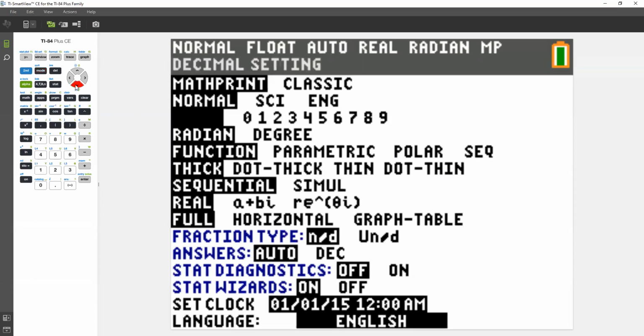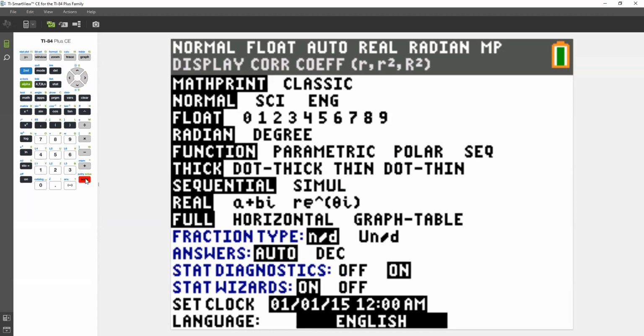So what you're going to do is use your arrow pad and keep on going down to your stat diagnostics. You can see that now when I went down, my off is blinking. Well, I don't want it off. I want it on. So I'm going to use the arrow pad again and go over to the right and hit enter. That just turned my stat diagnostics on. So I went to mode, used the arrow pad to go down to stat diagnostics, and then I went to the right and turned it on by hitting enter.